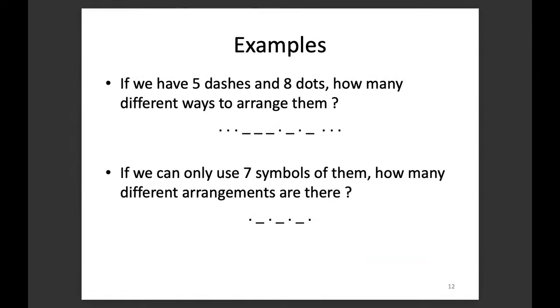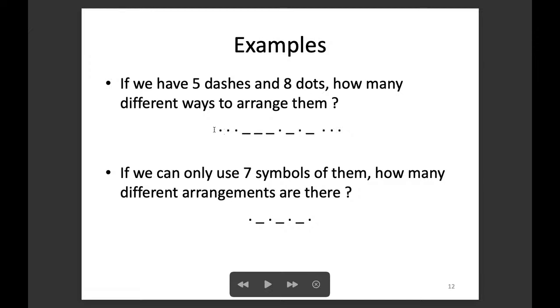Okay, now this is another example to test our understanding. We have 5 dashes and 8 dots. How many different ways are there to arrange them? The answer is very easy, because there are 13 objects to arrange, but 5 of them are the same and 8 of them are the same. So it is going to be 13 factorial divided by 5 factorial, 8 factorial.